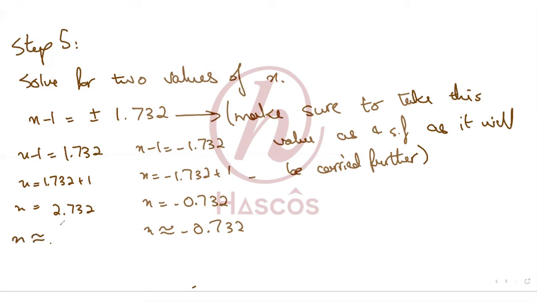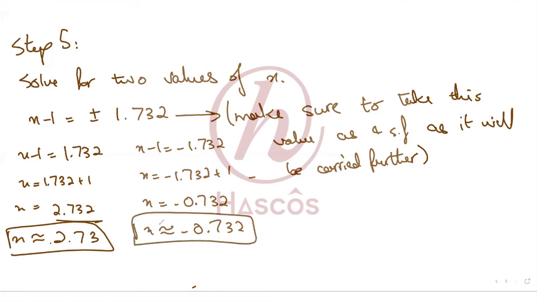And we're going to convert this 4 SF into 3 SF, and it's going to be 2.73. So the two values of x are x equals 2.73, x equals minus 0.732. And that's how you solve a quadratic equation using the completing the square form.